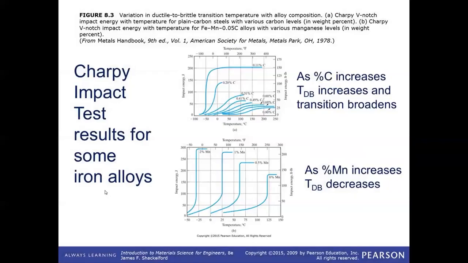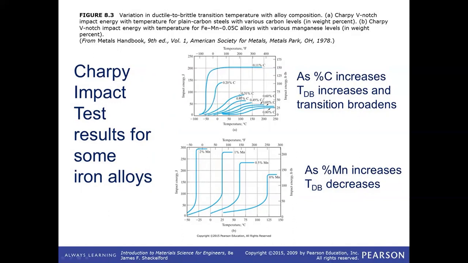Here are some actual test results for some iron alloys, and we'll start with the graph on the top. This chart shows impact energy versus temperature for plain carbon steels with different amounts of carbon. Here we have a low carbon steel. The ductile to brittle transition temperature is around -50 degrees C. So low carbon steel is going to be ductile over the general operating range for most mechanical engineering structures.